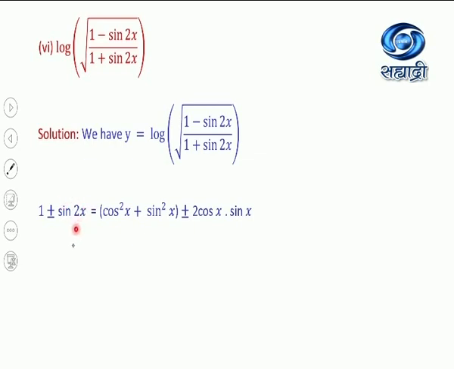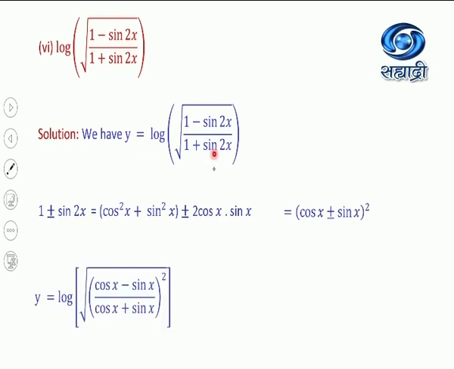Now by using the double angle formula, sin 2x equal to 2 sin x cos x, you write here 2 cos x sin x. No problem. Now it becomes cos x plus or minus sin x whole square. You can verify this. The expansion of this bracket, that is the square expansion, is cos square x, then the square of the second term, that is sin square x, plus or minus 2 into the multiplication of these two terms, that is 2 into cos x sin x. So you write instead of this, cos x plus or minus sin x whole square.